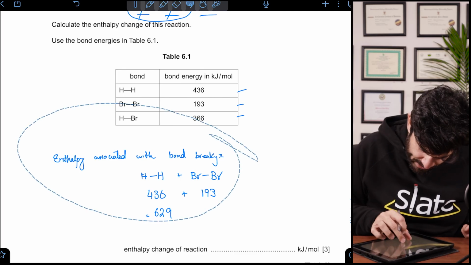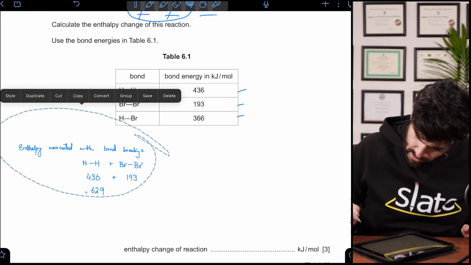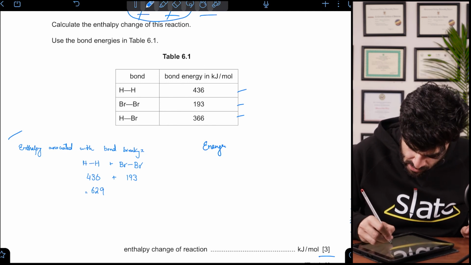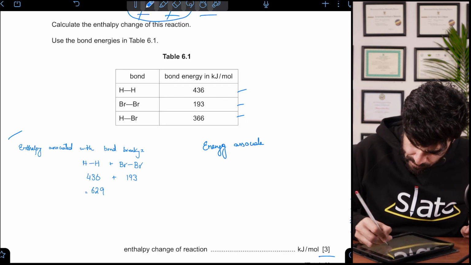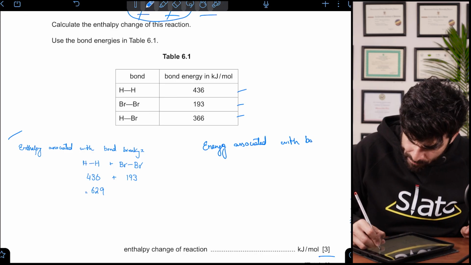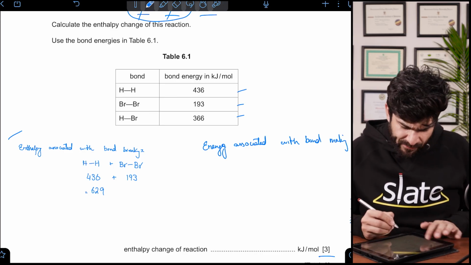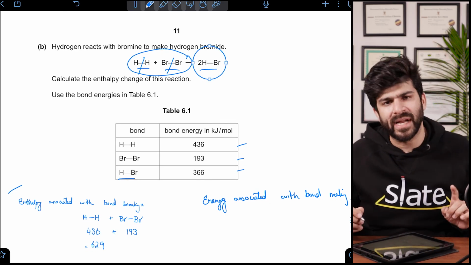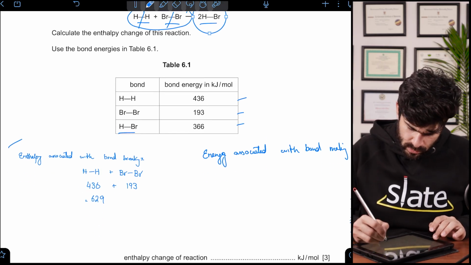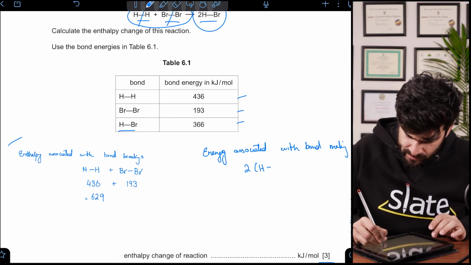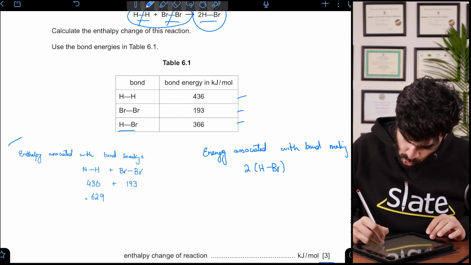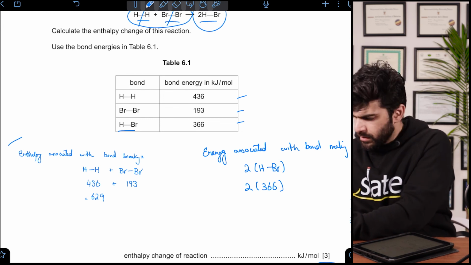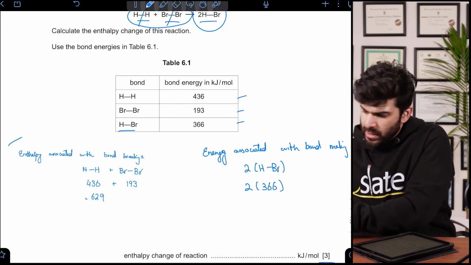I have occupied a lot of space here. Let's make it a smaller one. Because the 3 mark question, 1 mark for this, 1 mark for energy associated with bond making. Now we have the energy of HBr, but 1 HBr. There are 2 hydrogen bromides involved here. So what are we going to do? 2 into HBr. That's it. So 2 into 366. That would be somewhat close to 700. 732.